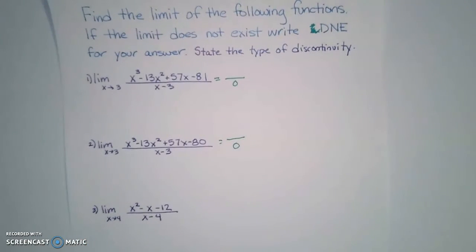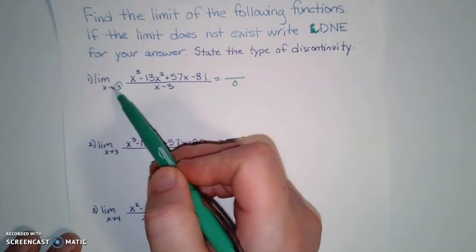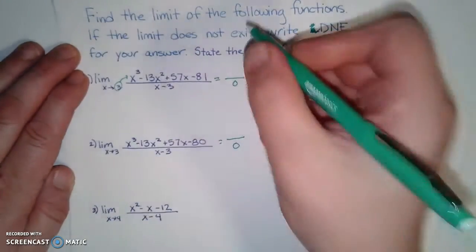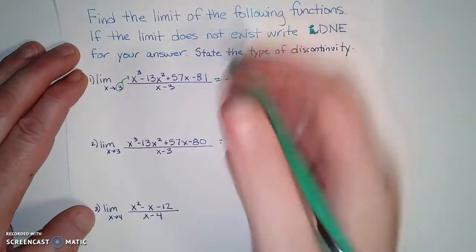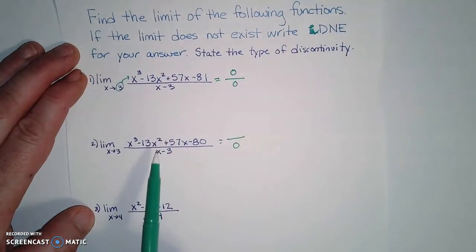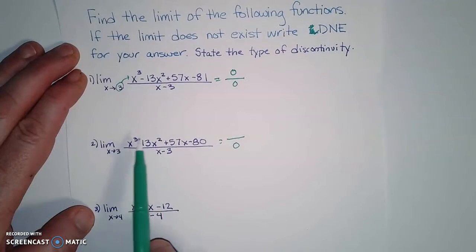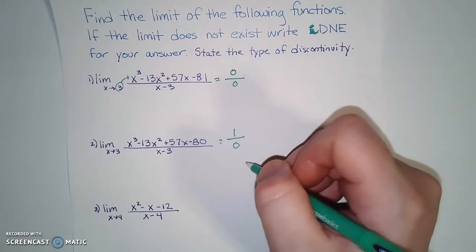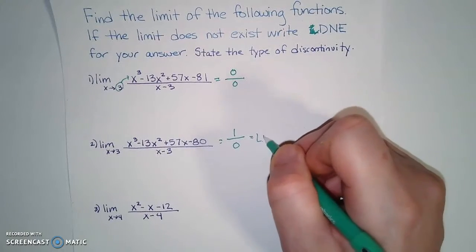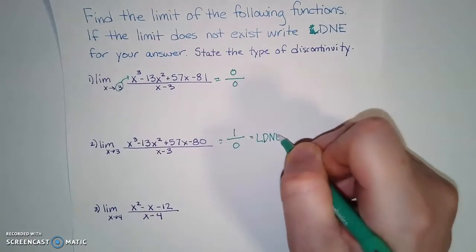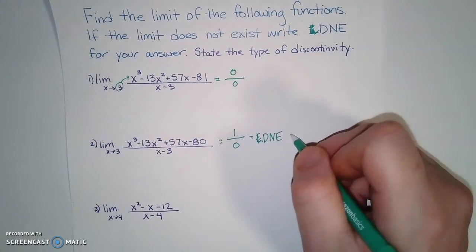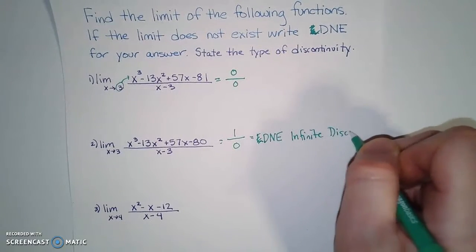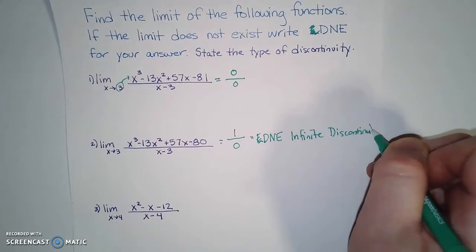Okay, so I went to my calculator. I filled in 3 into this equation right here. And guess what I got? I got 0. And I filled in 3 into this top right here. And I got 1. Once I get some number over 0, I am done. The limit does not exist, or DNE, which means that this one has an infinite discontinuity.